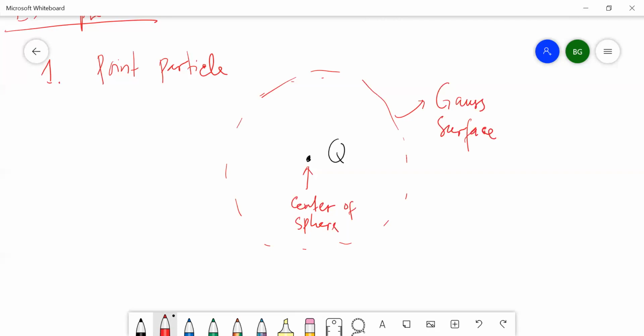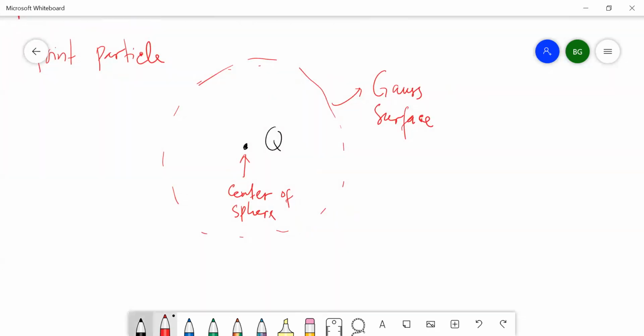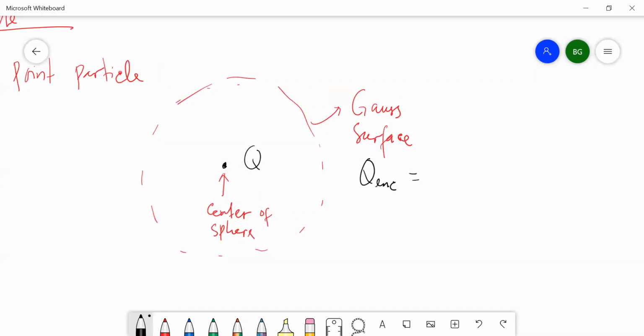So this is a Gauss surface, and this surface covers only one charge. Okay, so Q enclosed. How many charges? One, and the magnitude of this charge is Q, big Q.